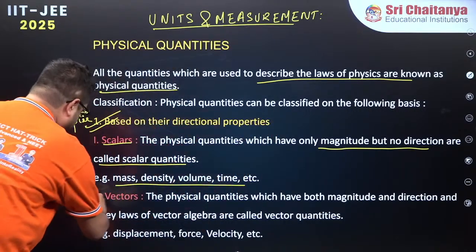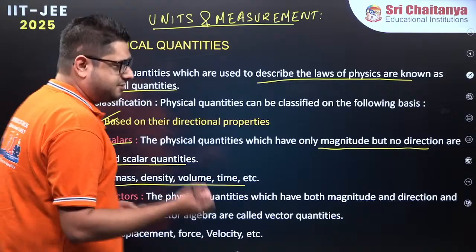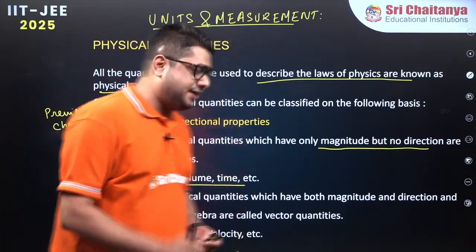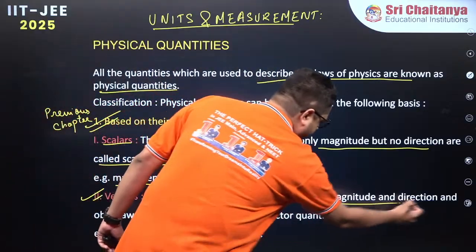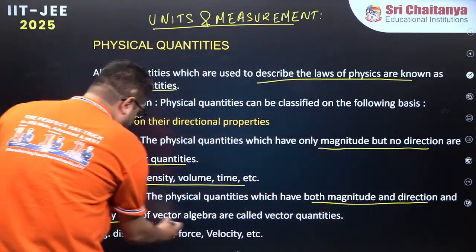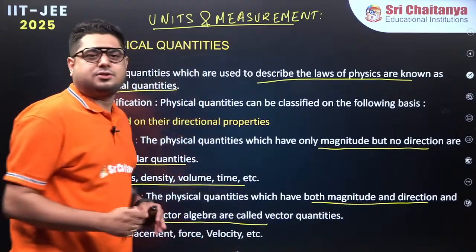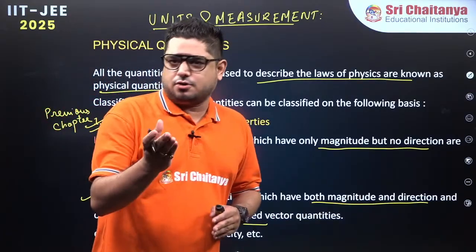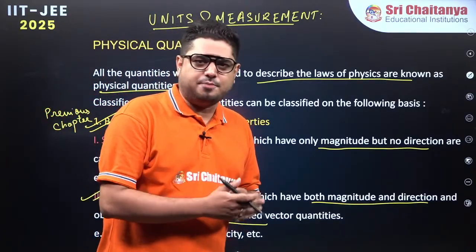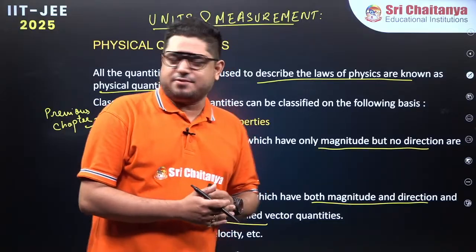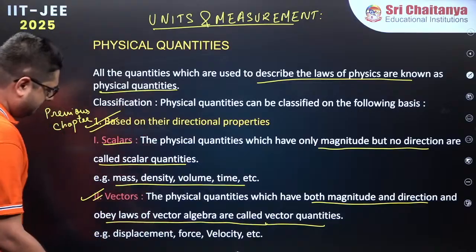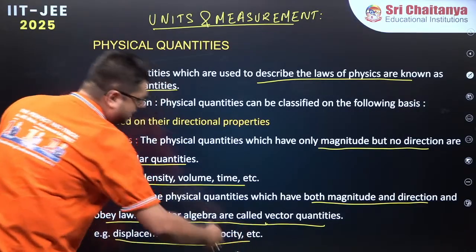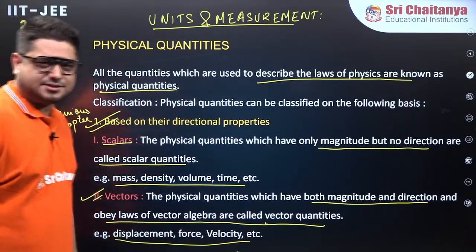The next is on the basis of the direction aspect. It's going to be vectors, those which have both magnitude and direction and obey the laws of vector algebra. We have already discussed the laws of vector algebra: law of triangular addition, polygon law, parallelogram law. These are known as vector quantities. Examples: displacement, force, velocity, and a lot of things we have discussed about vectors.